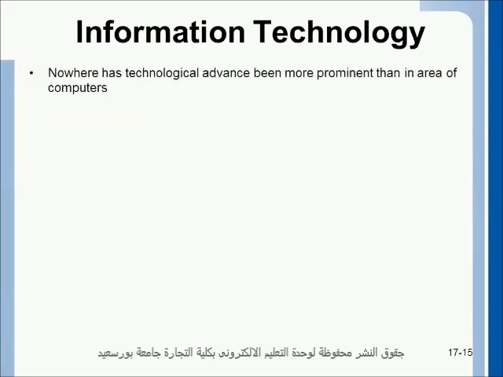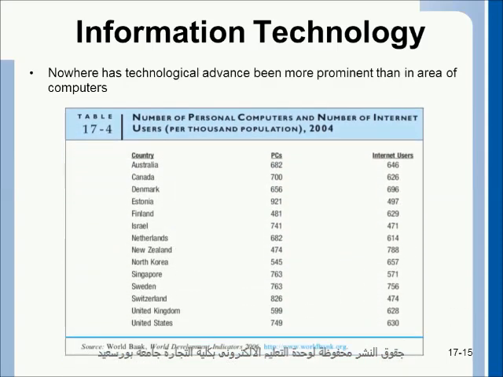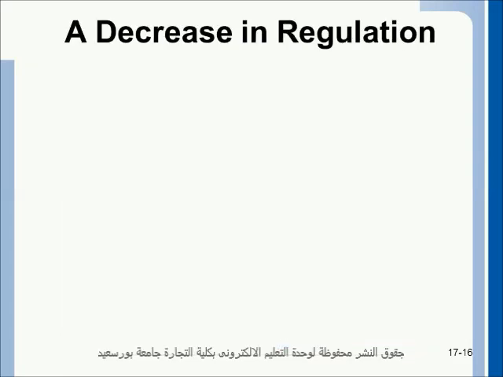Now, where has technology advance been more prominent than in the area of computers, and the number of personal computers and the number of internet users in countries like Austria, Canada, Denmark, Australia, Finland, and the United States. This appears in table 4.